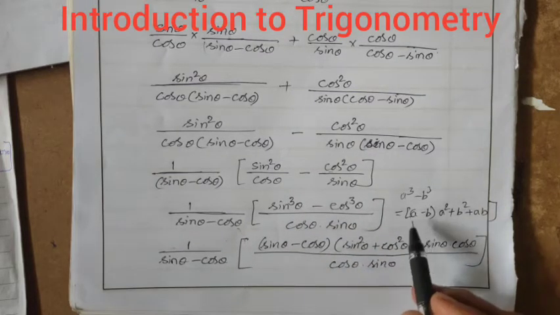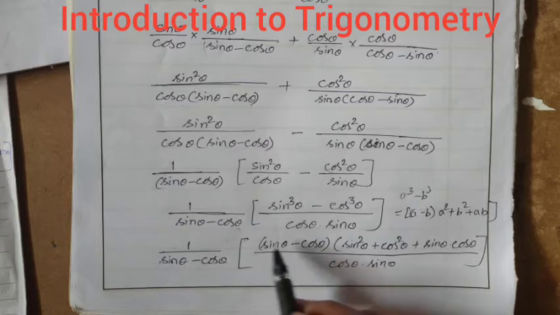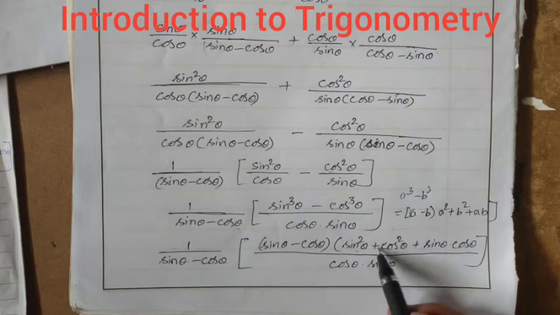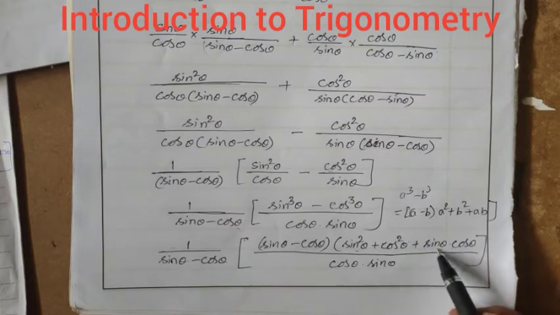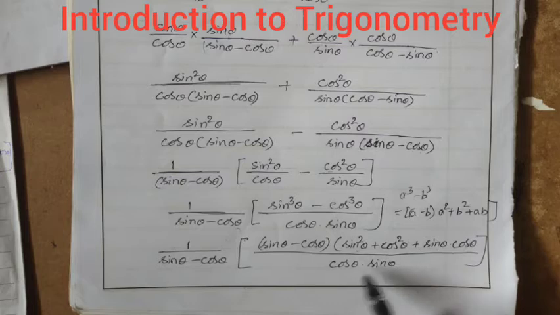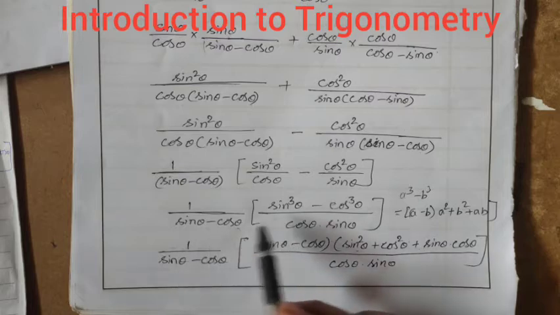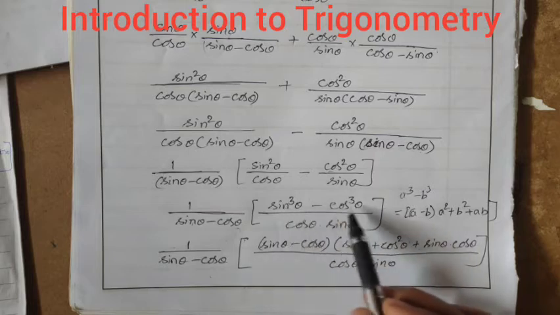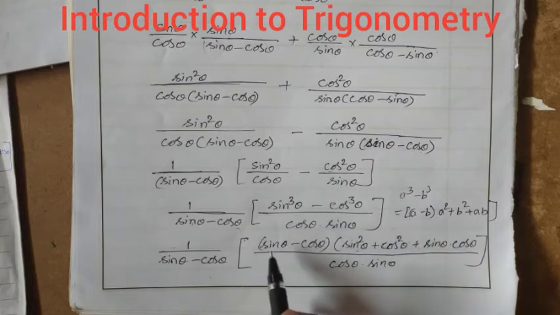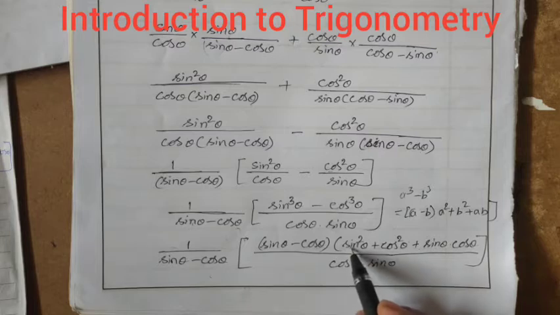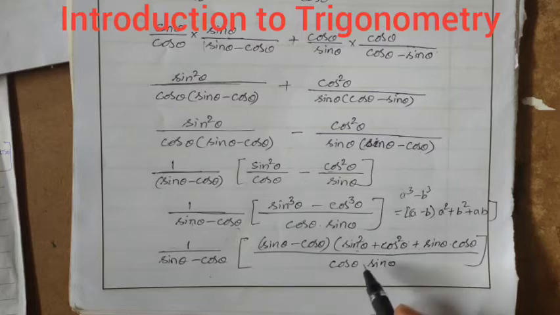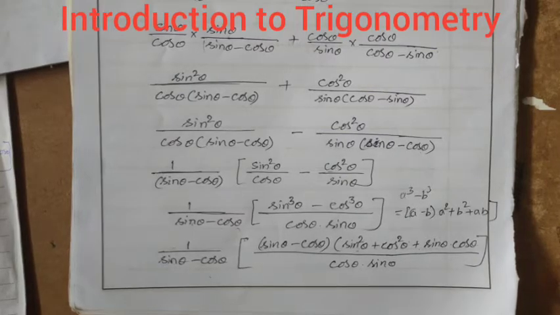Now what is a minus b? Here a is sin theta and b is cos theta, so a minus b is sin theta minus cos theta. Next, a square is sin square theta plus b square is cos square theta plus ab is sin theta into cos theta. All divided by cos theta into sin theta. So you write 1 by sin theta minus cos theta as it is, and you can expand this cube minus cube form: sin theta minus cos theta into sin square theta plus cos square theta plus sin theta into cos theta, and write the denominator cos theta into sin theta.